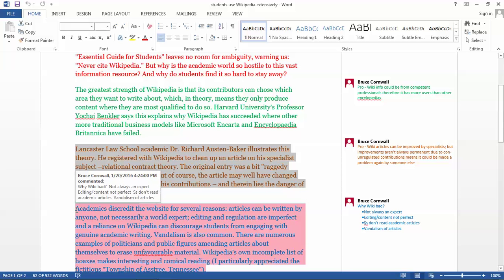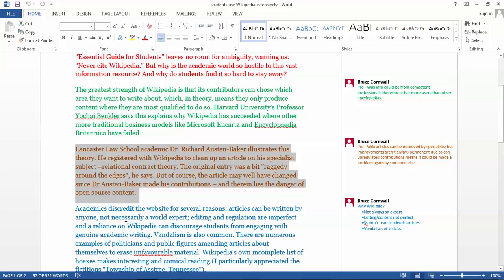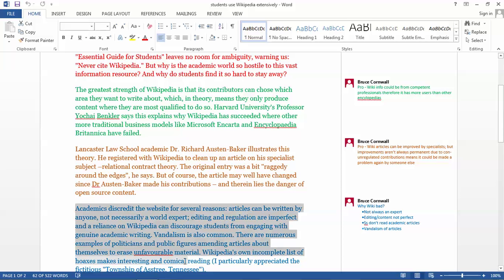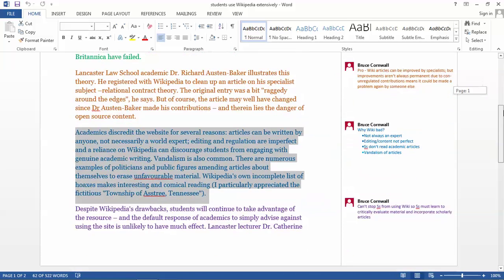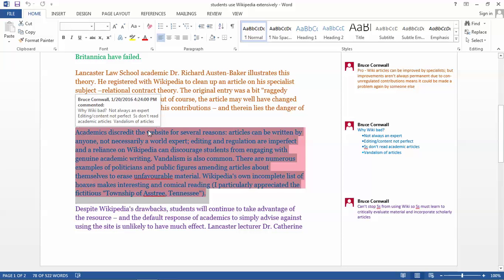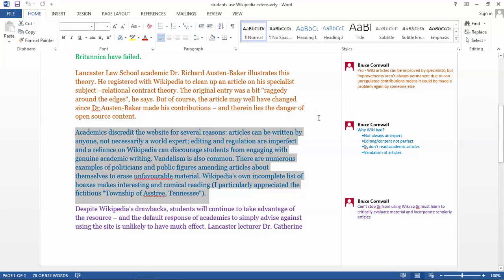And I've prioritized that I need pros and cons. I've connected with my knowledge about encyclopedias again, and how this could be an improvement. And I've put it into my own words, as you can see. Now in the next paragraph, we're going to establish pretty quickly that this is a con. And I can tell because, once again, academics discredit the site for several reasons. It's definitely going to be a con.